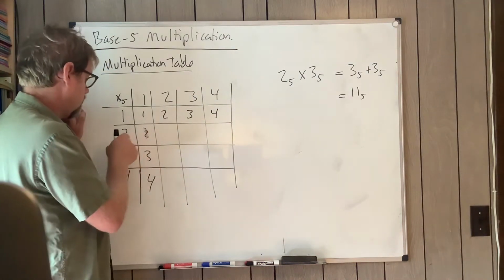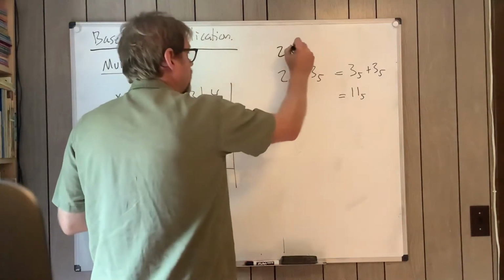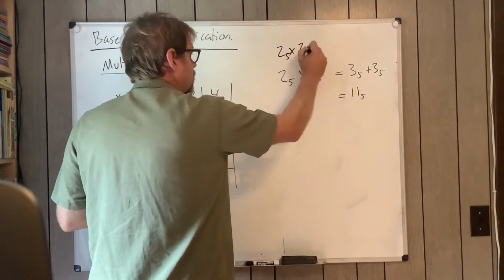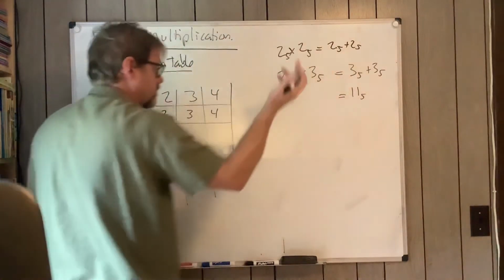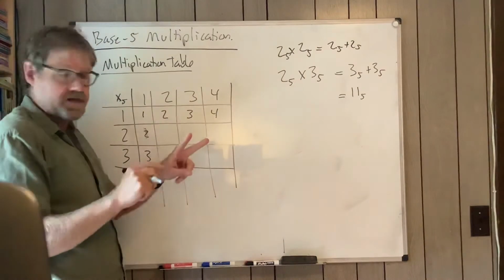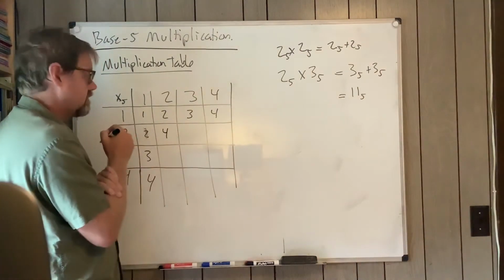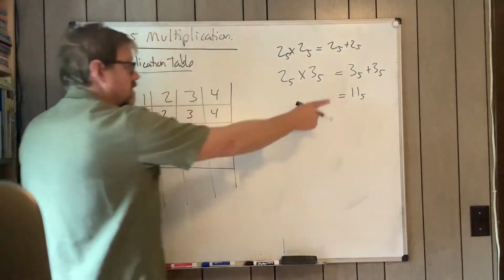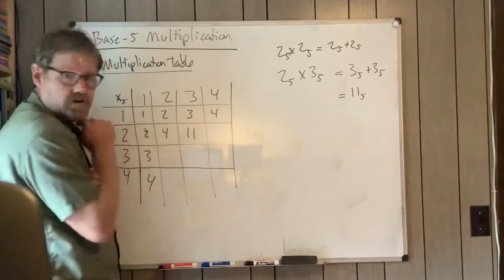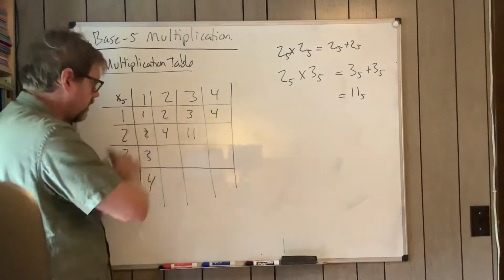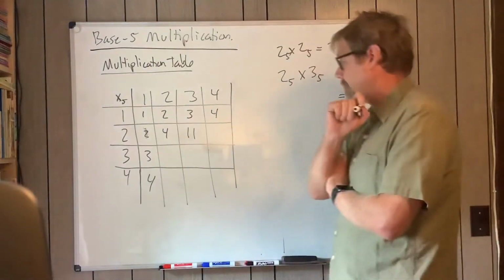Okay. 2 times 2, right? Let's just do one more of those. That's the same as 2 plus 2, because that's repeated addition. So I have 2 pennies and 2 pennies makes 4 pennies. And I get that. 2 times 3 is 1, 1 base 5. So all the stuff in here is base 5. I've got a little subscript 5 on the multiplication.